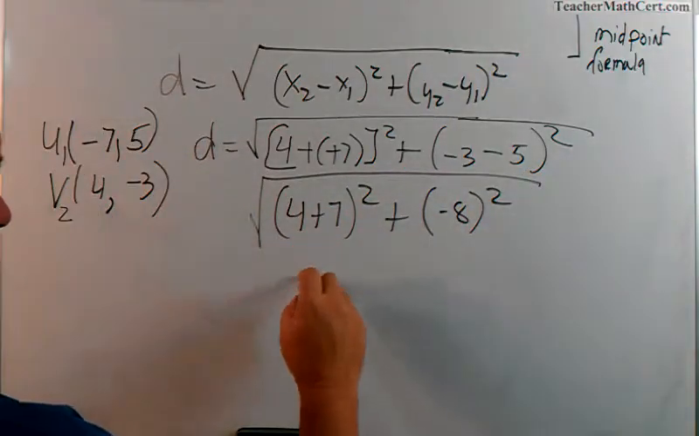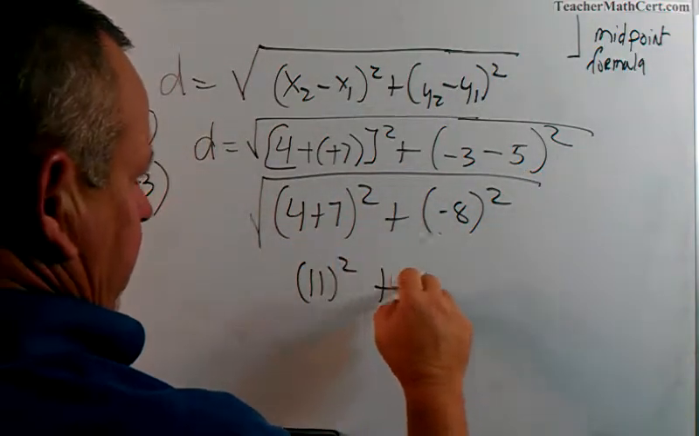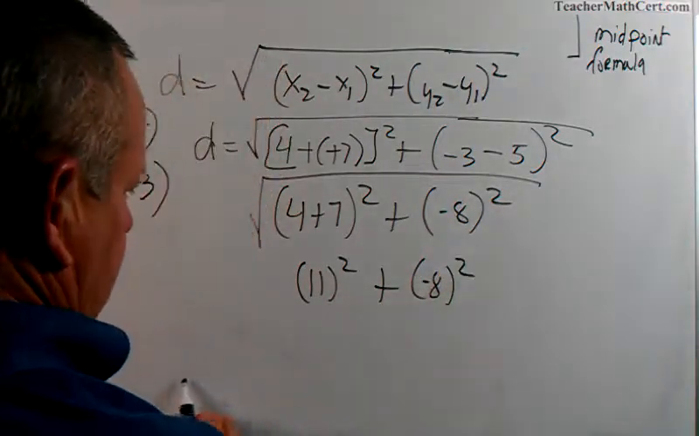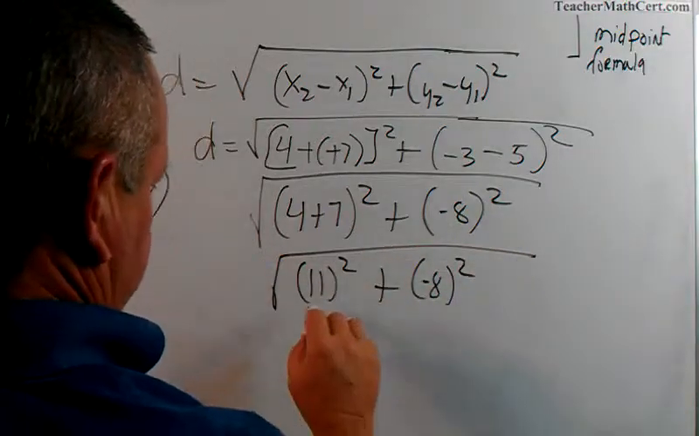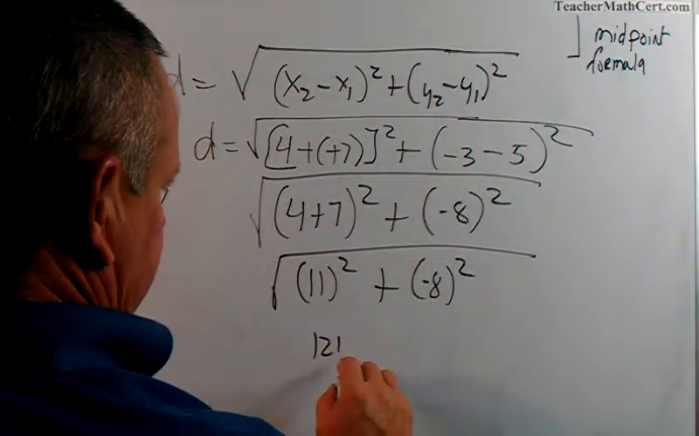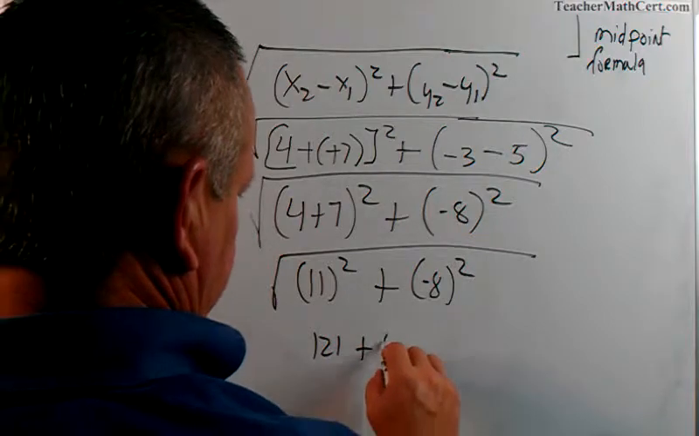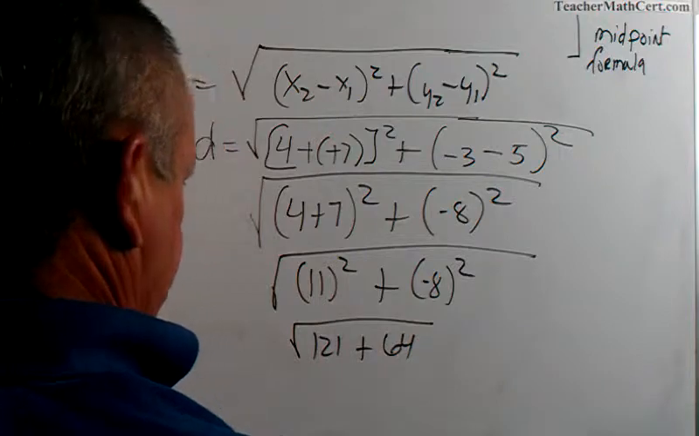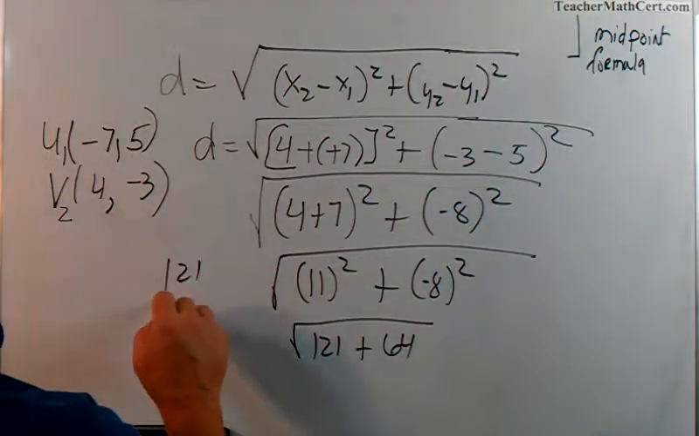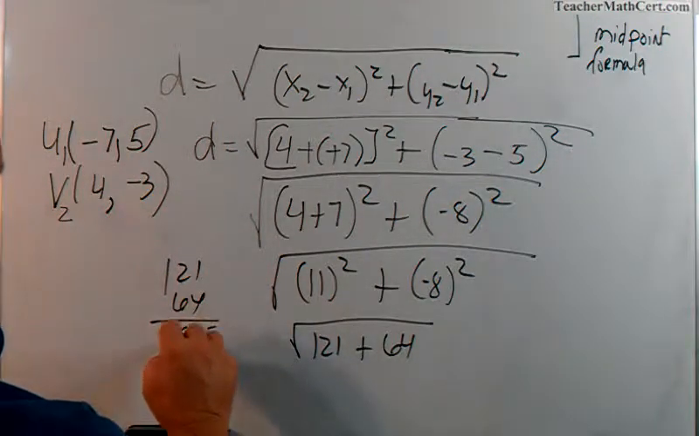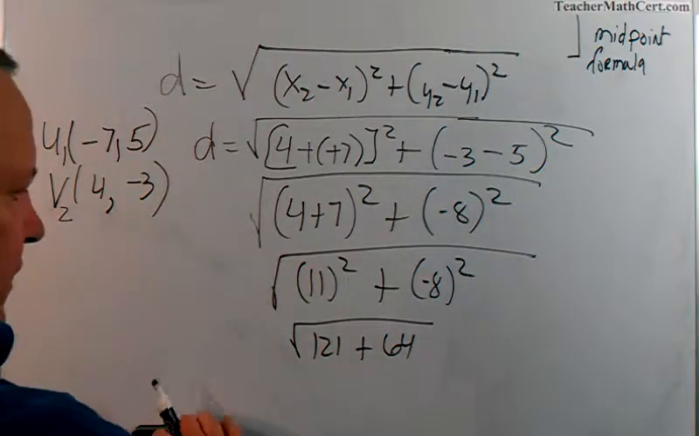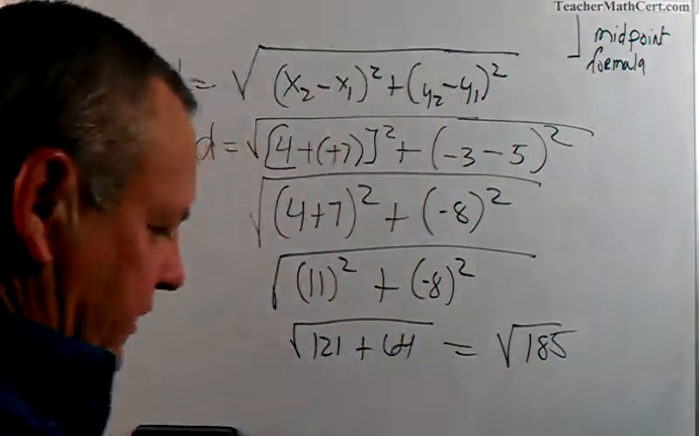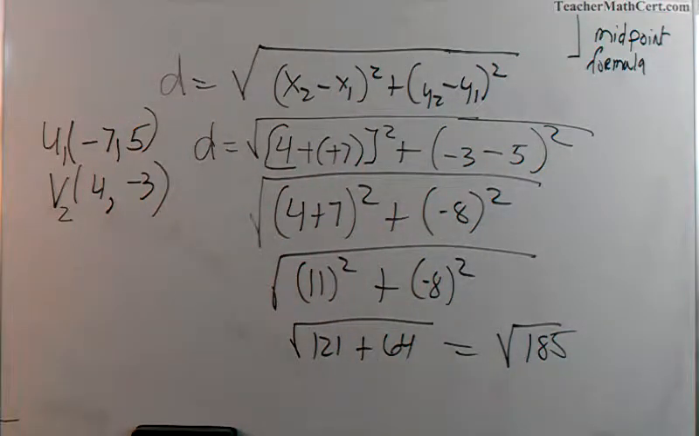We've got 11 squared plus negative 8 squared, square root of that. So 11 squared is what? 121. 11 times 11, plus 64. Square root of that. 121 plus 64 is 185. So the answer is the square root of 185, whatever that turns out to be. All right.